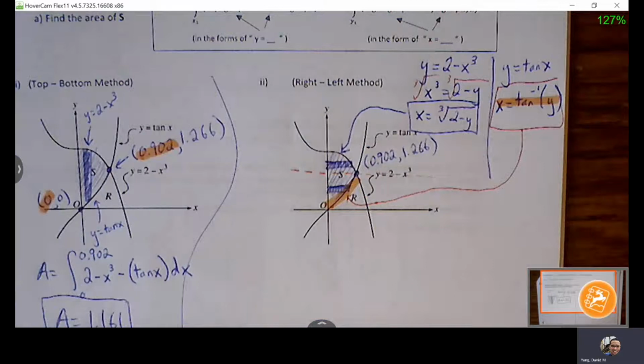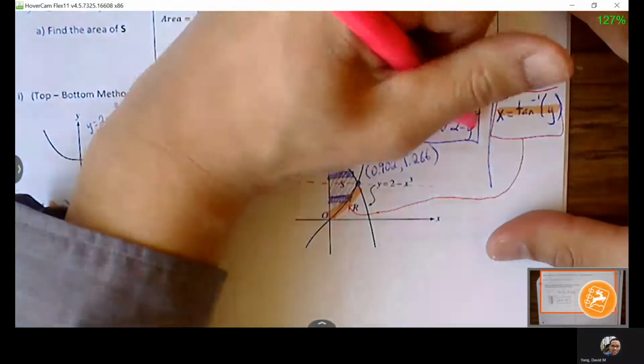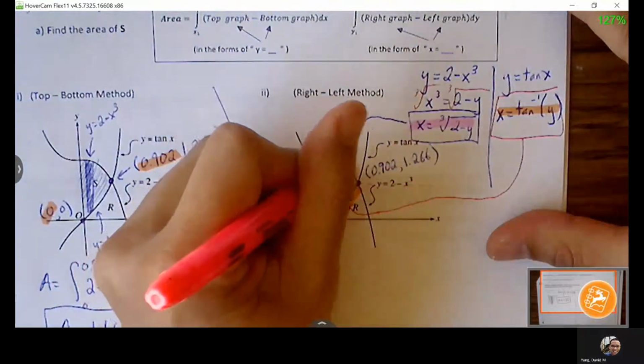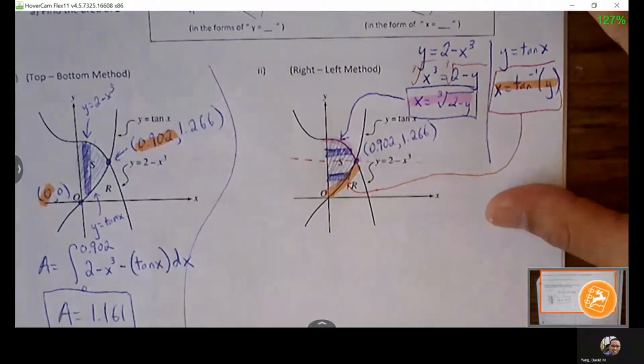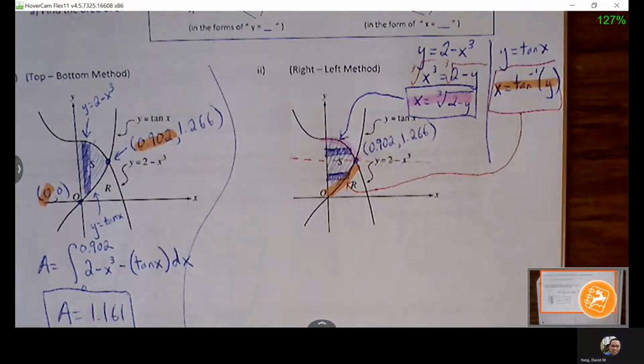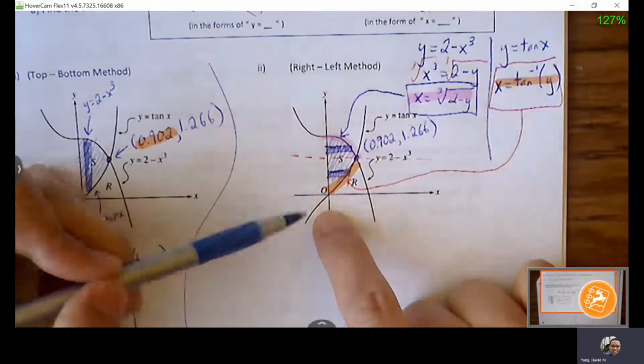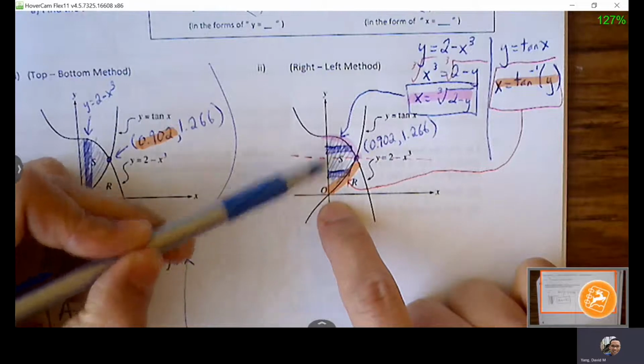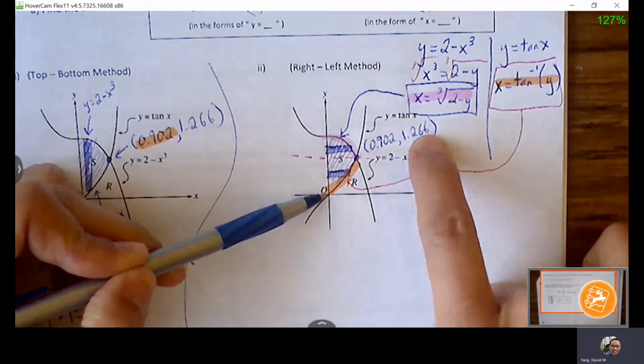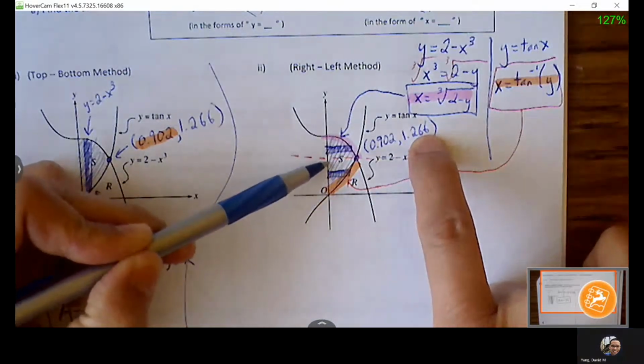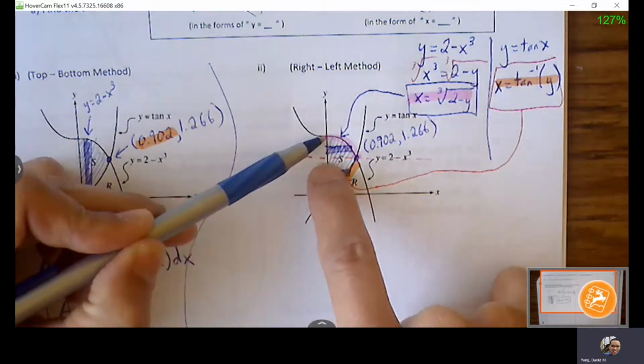Let me color code it to make it easier to see. We're going to depend on two definite integrals. Now there's one more thing missing. We're looking at the y values, right? So from 0 to 1.266, that's pretty good. The other one is 1.266 to this intersecting point.